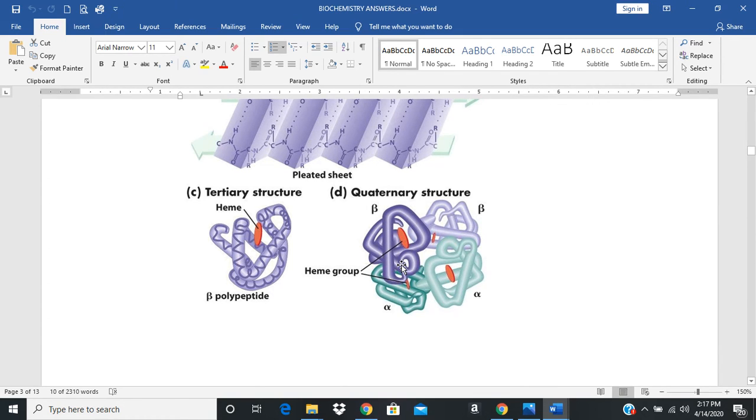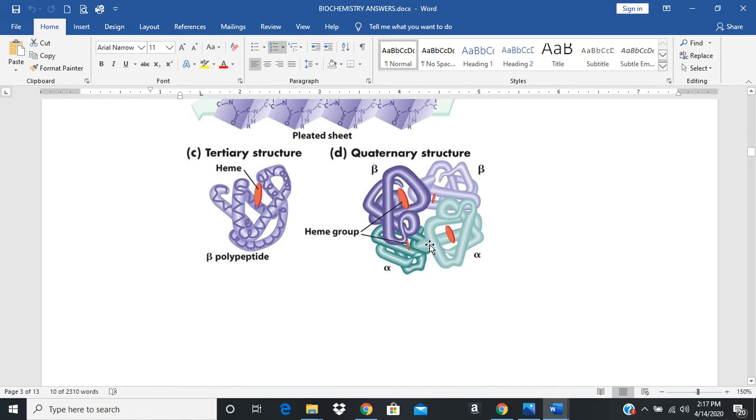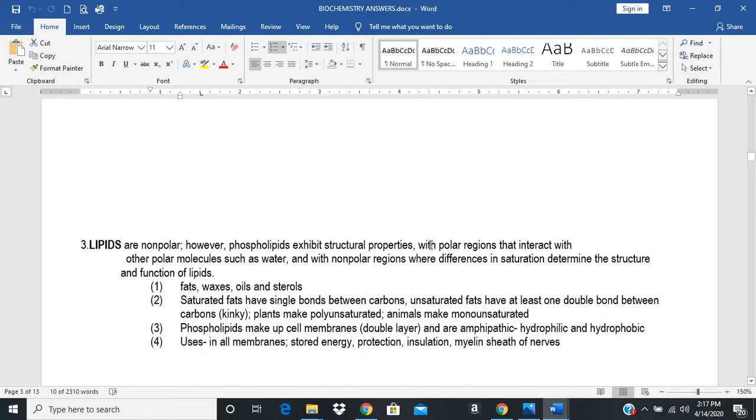And that's what happens with sickle cell anemia. Right? With sickle cell, we change one of the amino acids in the sequence, and now this hemoglobin just can't function. We completely change its structure with one simple amino acid substitution.